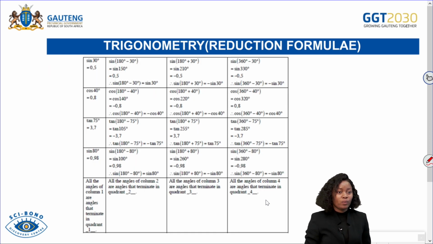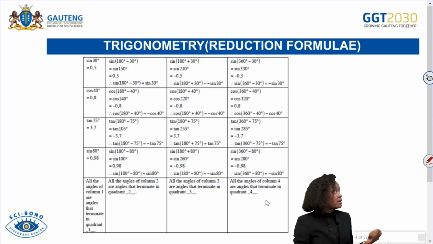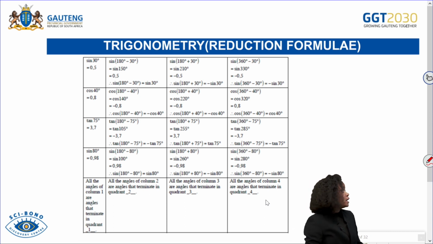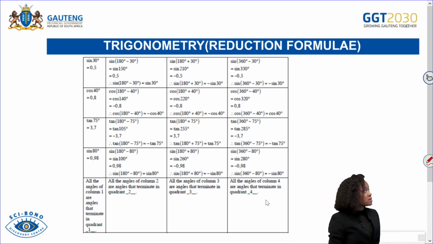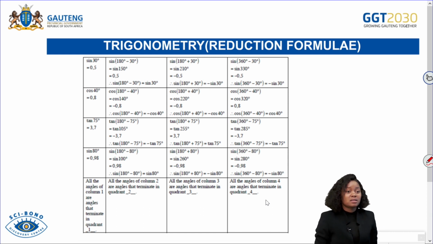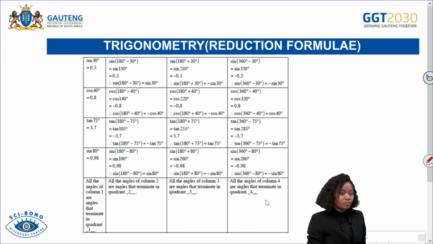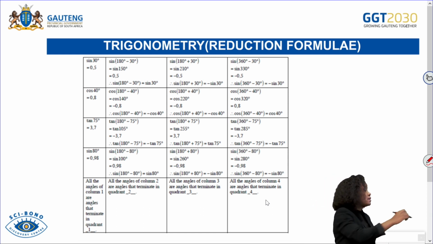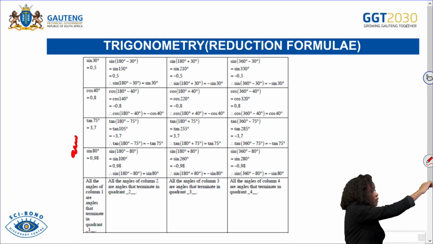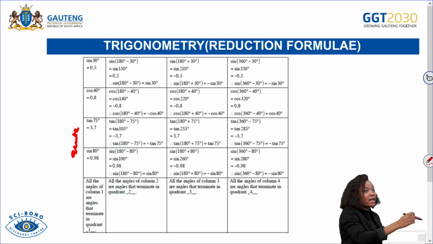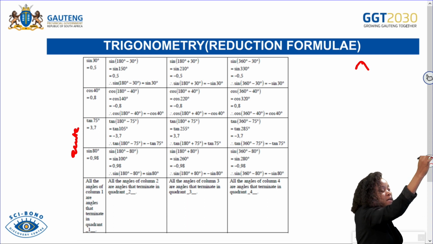Consider the following table. So suppose you are given such a table, and all the angles that are in the first table, these are the angles that are less than 90 degrees, and we say these are acute angles. So these are all the angles that are in quadrant 1. Let's draw that Cartesian plane.